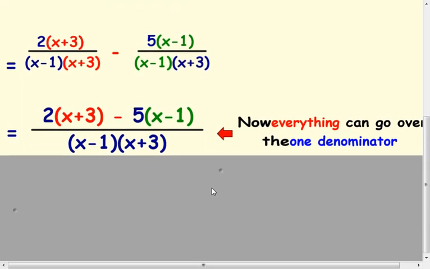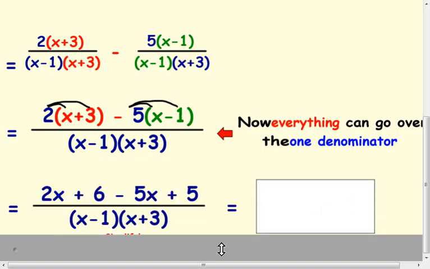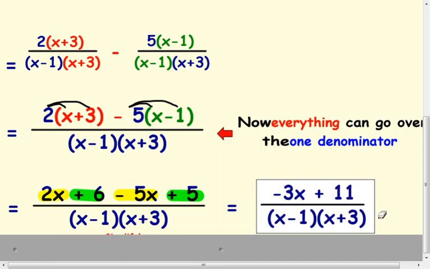So if you times the brackets out, you're pretty much there. Now again, just be careful with the negative 5 here. 2 times x is 2x, 2 3s are 6. Minus 5 times x, that's minus 5x, and minus 5 times minus 1 is plus 5. It's going to go like that. Okay, so to tidy up, 2x take away 5x, plus 6 plus 5. So that's negative 3x plus 11. And then don't do anything with the bottom, just leave it as it is.